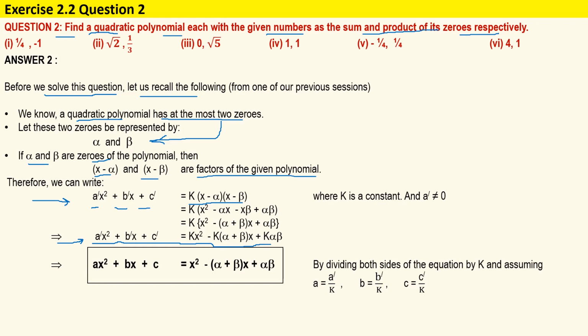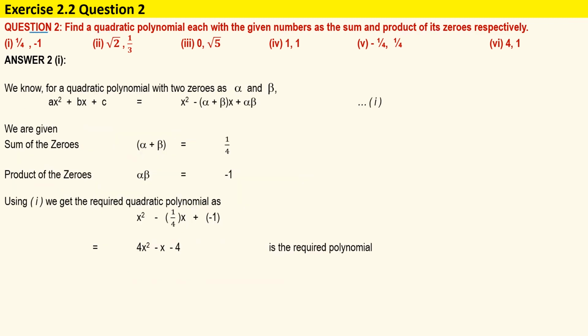And if we divide both sides by k, we shall get ax square plus bx plus c is equal to x square minus alpha plus beta x plus alpha beta. So here we notice that on the right hand side, the coefficient of x is equal to minus of alpha plus beta, which is equal to the minus of sum of the zeros of the polynomial. And similarly, the constant term is alpha beta, which is equal to the multiplication of the zeros of the polynomial. Let's now start solving the question number 2.